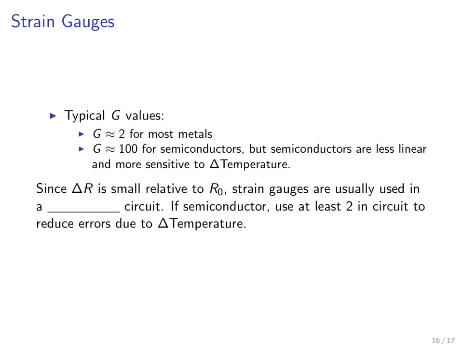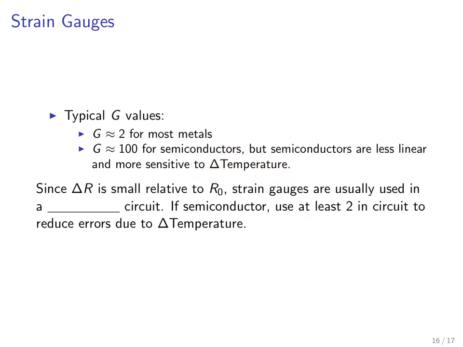So some typical values for the gauge factor. Note that gauge in British English is G-A-G-E, and in American English is G-A-U-G-E. So you'll see both appearing in the literature, and I certainly didn't know that until I started teaching this material. Some typical G values are about 2 for most metals, but for semiconductors you can get gauge sensitivities of about 100. But semiconductors are less linear and are more sensitive to changes in temperature. So they can be a lot more sensitive, but you have to control for these other factors such as nonlinearity and temperature sensitivity.